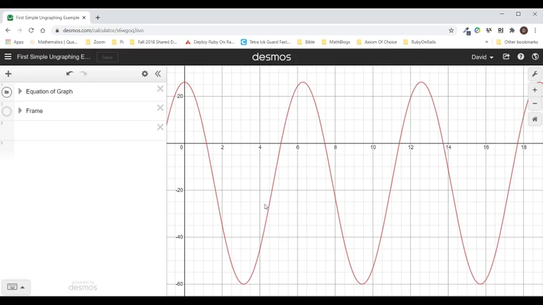Okay, this is our first simple example of ungraphing. Now, what in the world is ungraphing? Well, remember what graphing is. To give you an equation and you draw the graph. Ungraphing is where you are given the graph and you find the equation.